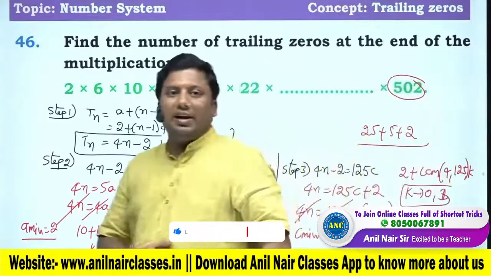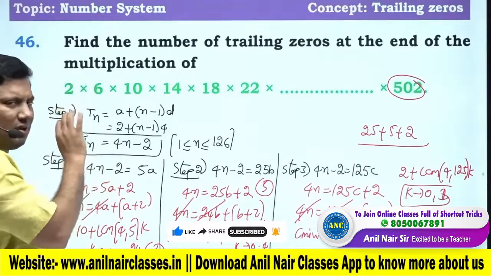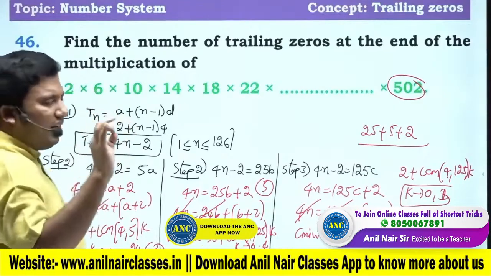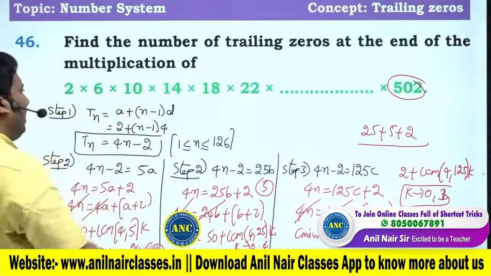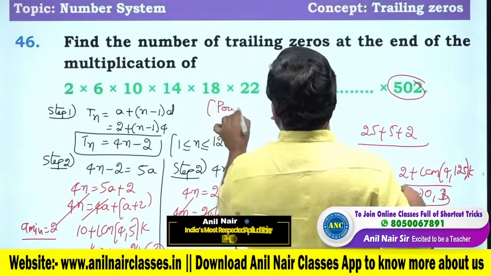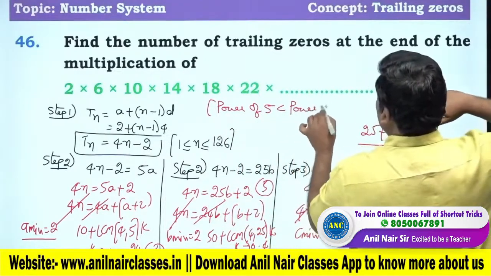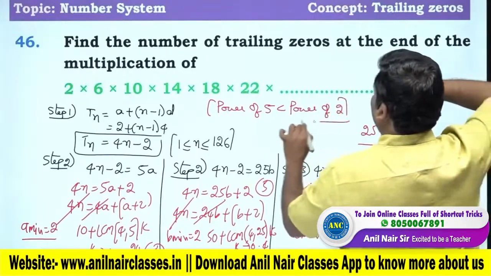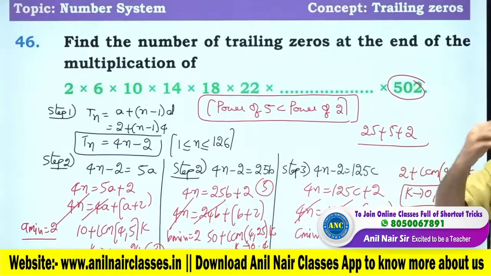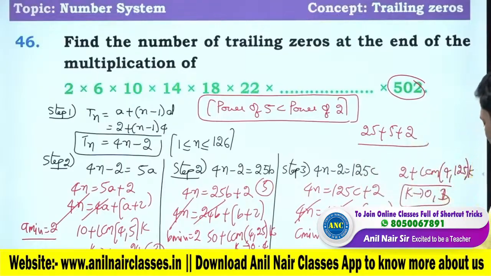Idea clear? I hope the idea is clear. These are some very good questions. You are going to learn some wonderful questions in trailing zeros session number 2. Tn equivalent to a plus n minus 1 into d. First, the entire centralized idea is power of 5 is less than power of 2. That is the reason I am just checking the powers of 5. 5a, 25b, 125c. Remaining it is 625. Upper limit is 502. Good questions. Please try to solve it.